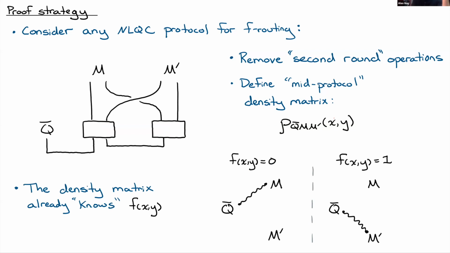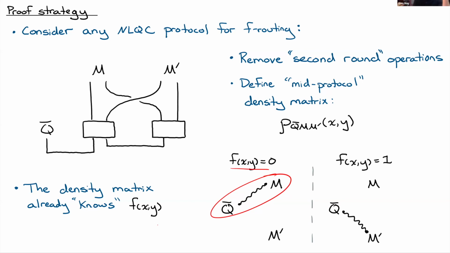A very important observation, which has been made earlier in the literature, is that there is a particular sense in which this density matrix knows about the value of f of xy. In particular, what one can show is that when f is 0, because it has to be possible to act on M and recover the entanglement with Q bar, it must be the case that M is already maximally entangled with Q bar. Okay, so when f is 0, we have this entanglement.